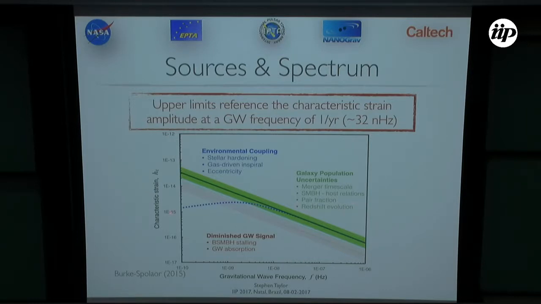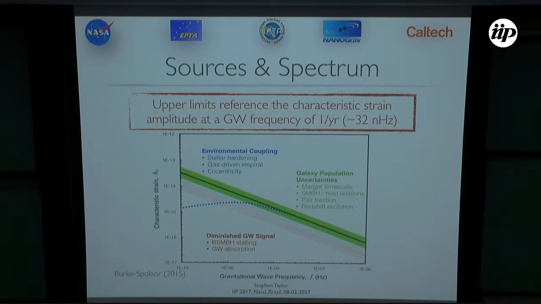Then at lower frequencies, which correspond to larger orbital separations when the systems might still be coupled to the external galactic environment, you have things like stellar hardening, interaction with circumbinary gaseous disks, and binary eccentricity. And I'll explain all of these in a few minutes.